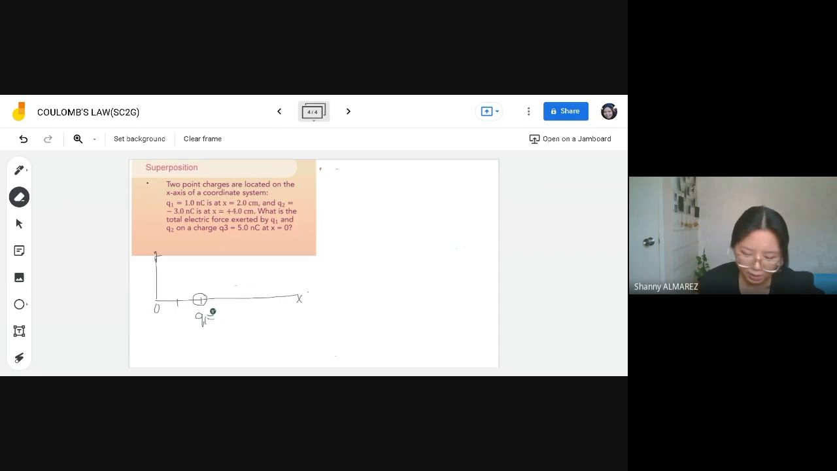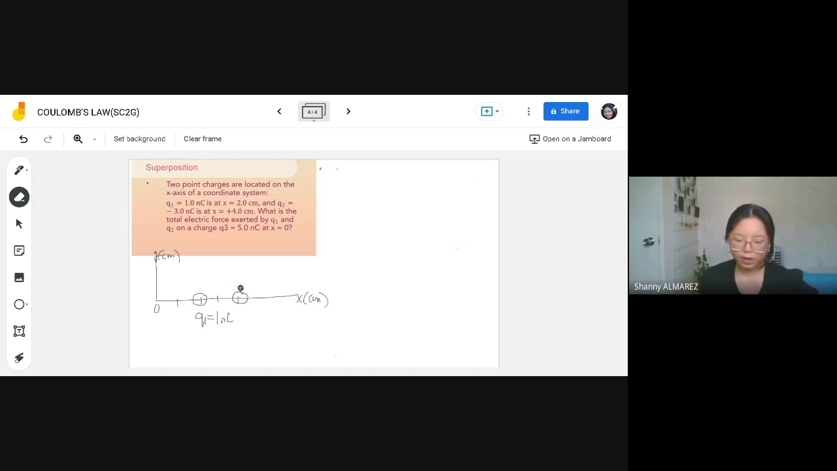Q1 is positive, 1 nanocoulomb. Okay? Next, si Q2 naman, ay nasa, again, in centimeter po ang ating units. This should be in centimeter. Si Q2 naman ay nasa positive 4 centimeter. 1, 2. So, nandito siya.